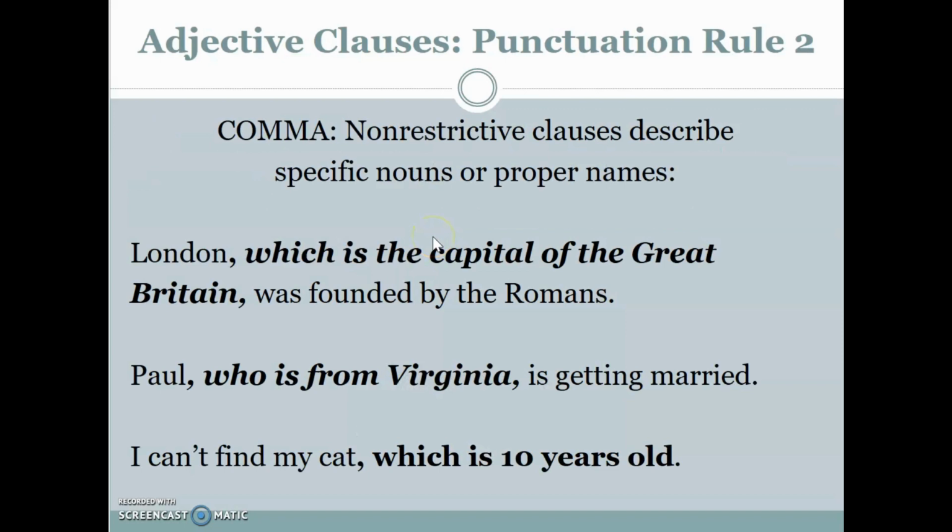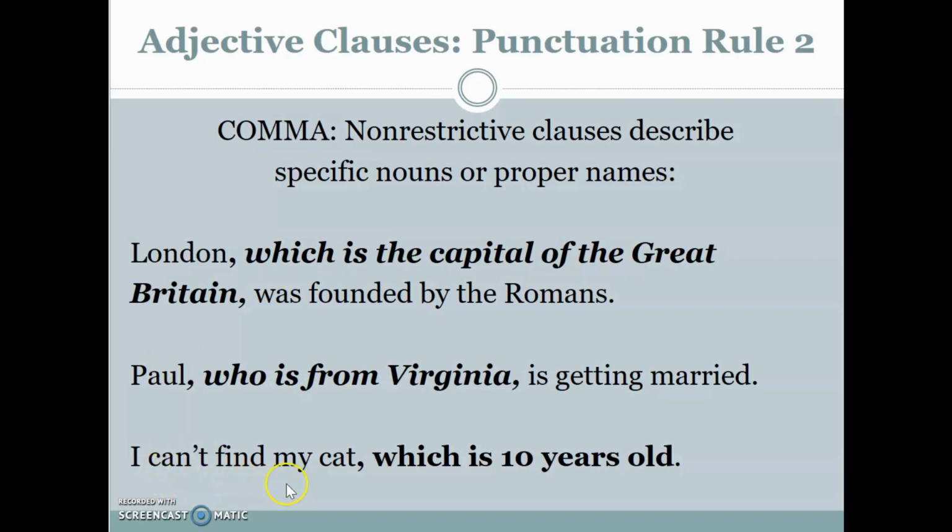Rule number 2. For non-restrictive clauses, you use a comma. And this information, I consider this junk, and you separate it by 2 commas if it's in the middle, because the noun that you describe is already specific. Usually it's a proper name or specific name. For example, London, which is the capital of Great Britain, was founded by the Romans. Paul, who is from Virginia, is getting married.